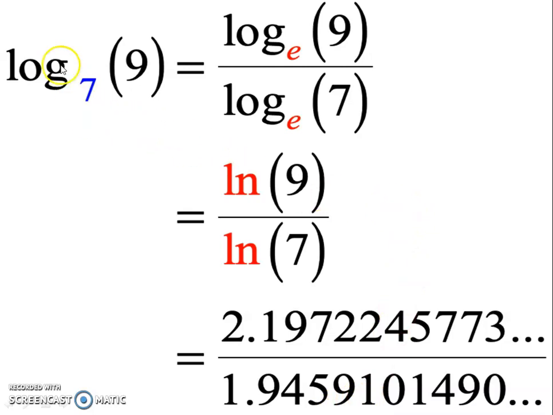I explain again. Log 9 to the base 7, we can simplify as log 9 to the base e upon log 7 to the base e. We know that log to the base e is denoted by ln, so ln of 9 upon ln of 7. It is easily calculated by the calculator: 2.197245773 and 1.9459101490.